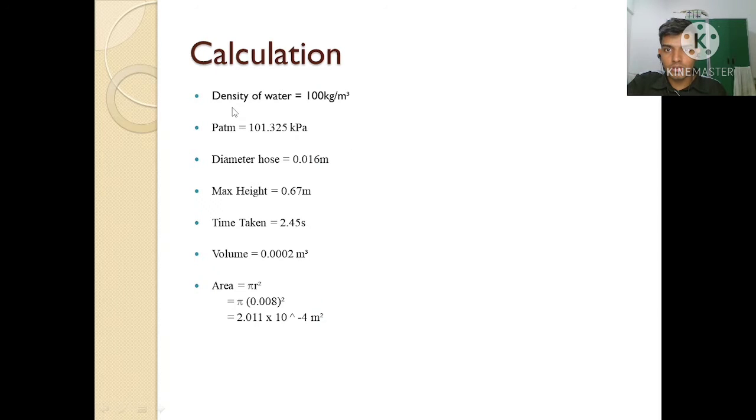It's given that we have found that the density of water is 1000 kg per meter cube. The atmospheric pressure is 101.325 kilopascal. The diameter of the holes is 0.016 meter. Maximum height is 0.67 meter. Time taken is 2.45 seconds. Volume is 0.0002 meter cube, and the area, when we calculated, we got 2.11 times 10 to the power of negative 4 meter square.